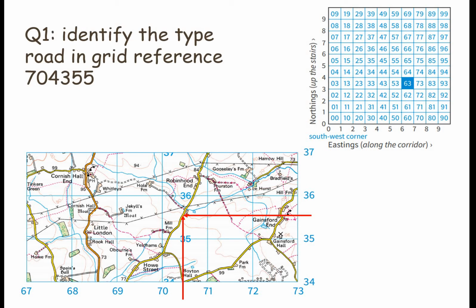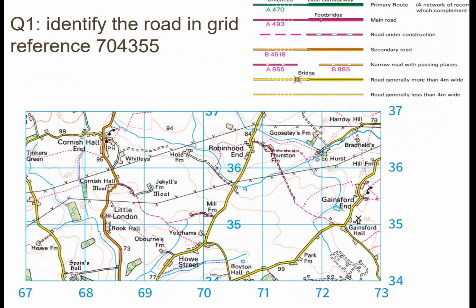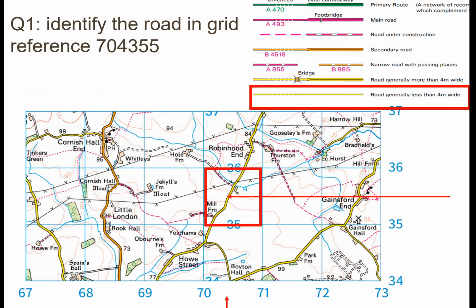Now, that's not the end of it, of course. We might assume that's a minor road or a small road. It's really important, again, we go back to the key and identify exactly what it says. So here we have a road, generally less than 4 meters wide, and that's exactly what you would need to write.